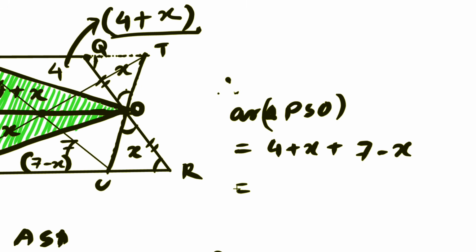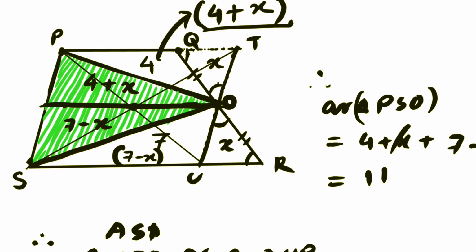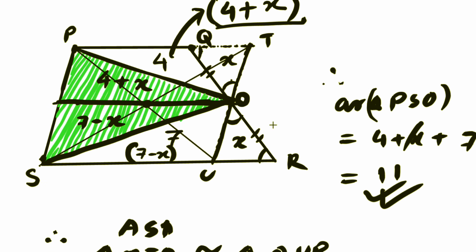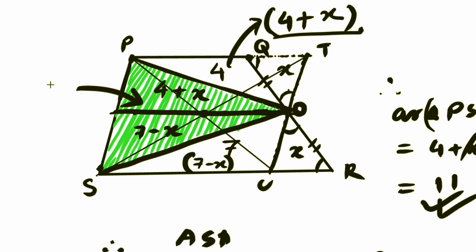Let's simplify this carefully. We have 4 plus X plus 7 minus X. First combine the constant numbers. 4 plus 7 equals 11. Then look at the variable terms. Plus X minus X equals 0. They cancel completely. So, we are left with 11. Therefore, the area of the middle triangle PSO is 11 square units.